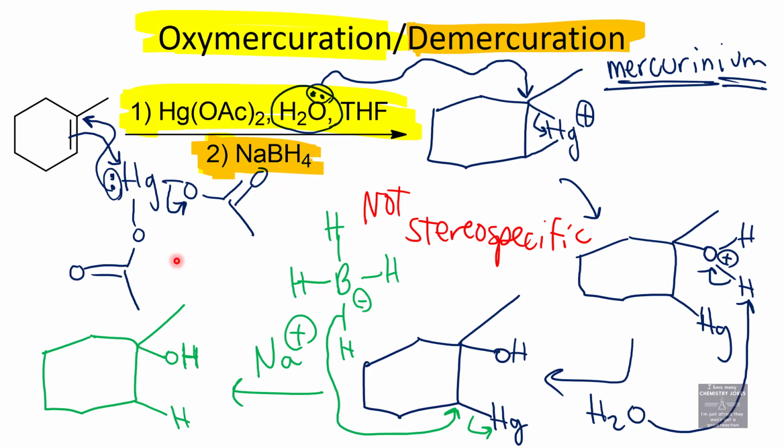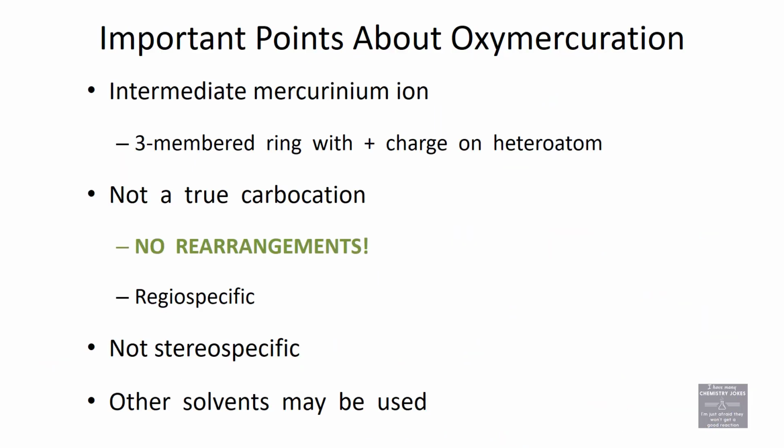Oxymercuration-demercuration typically makes an alcohol product. But this made an alcohol because my solvent was water. This oxymercuration could happen in other protic solvents, other nucleophilic solvents like methanol and ethanol. Other things that have hydrogen bonding can also react here. So in those cases, we might make a different product, maybe not an alcohol, maybe an ether right here. So this is how oxymercuration works. Beware that different solvents could be used. Maybe that's all I need to say before we click to our next stuff.